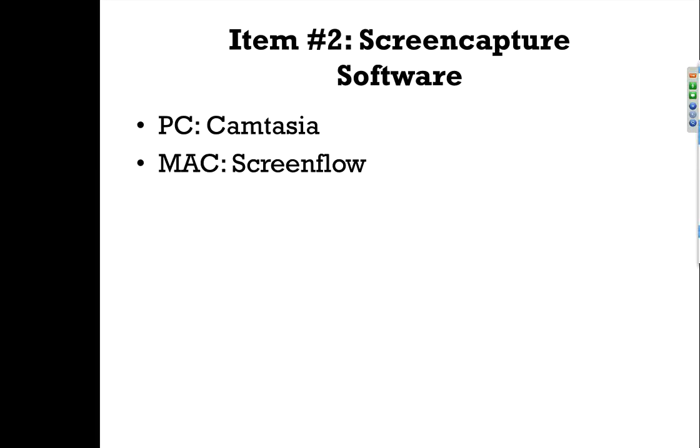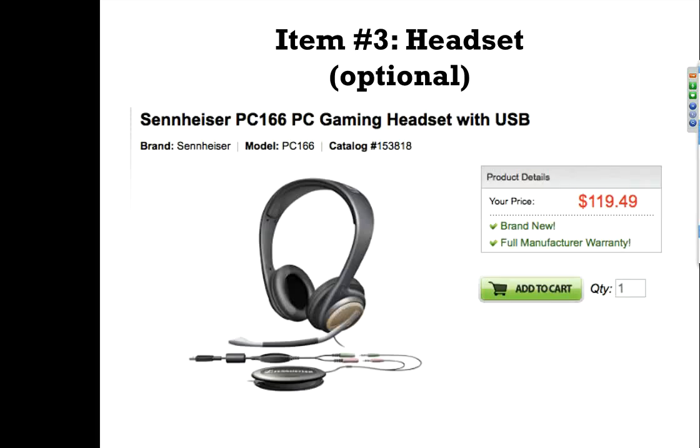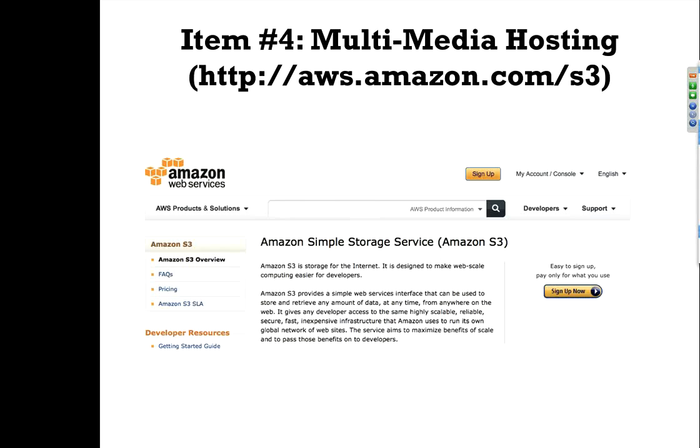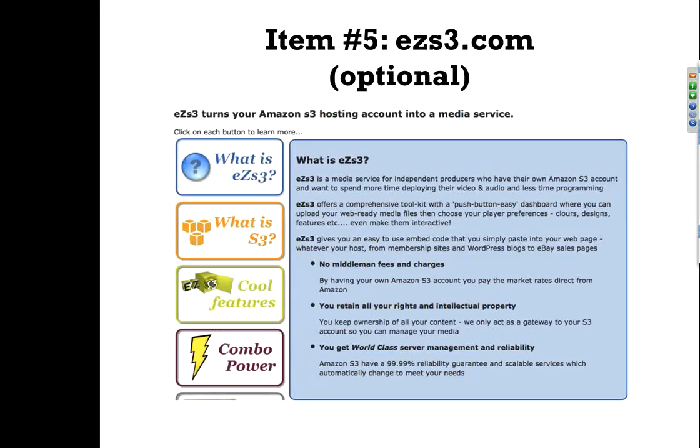Screen capture software, I still recommend getting it. So you're looking at $99. A headset, $120 for a really high quality one you're going to have forever. Or you could just use your internal, so you don't even have to spend that. So we're looking at mandatory, $99 for screen capture. This is going to be kind of pay-as-you-go with Amazon. And Easy S3 is $30 a month.